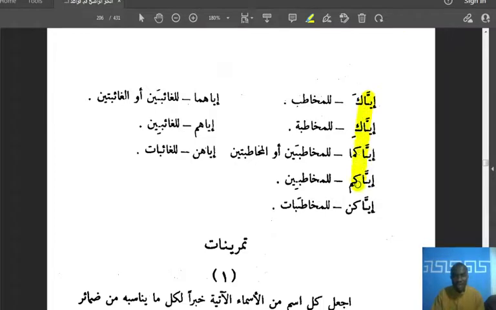Iyaka, iyaki, iyakum, iyakuma, iyakunna, iyahuma, iyahum, iyahunna. So it is just our own pronouns, but then here it has iya attached to it. And when you have the iya attached to it like this, it comes as nasb. Wherever you find it to be mansub.